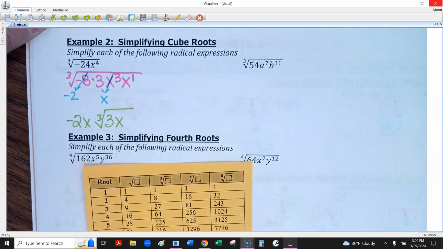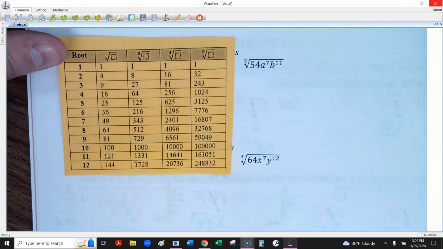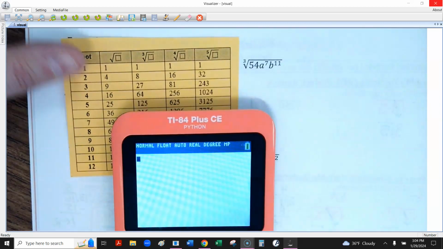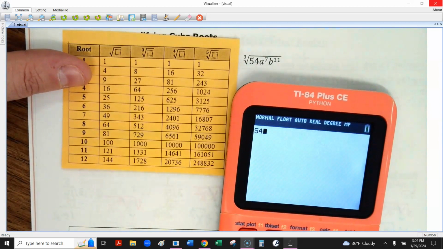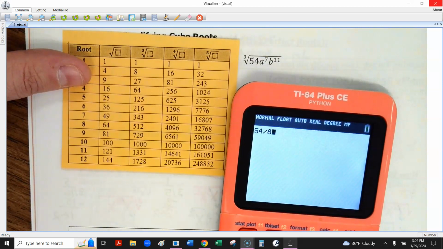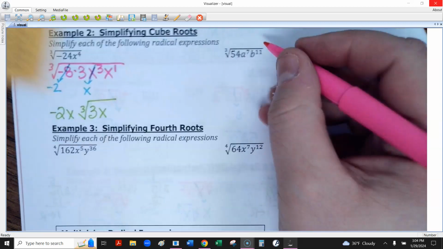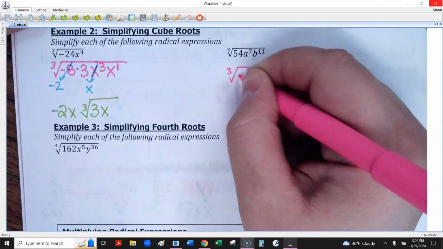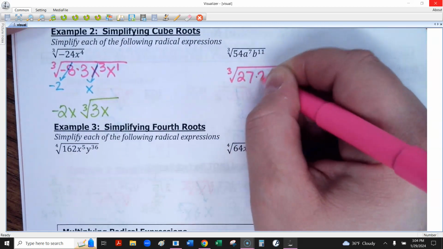All right, 54. So, list of perfect cubes, right? You only have a couple to check. 54, I know this is not true, but I'm just going to show you. 54 is not divisible by 8. It's going to give you a decimal. 54 divided by 27, that is something that you can do. So 27 times 2. So under my cube root here, 27 times 2 to rewrite 54.